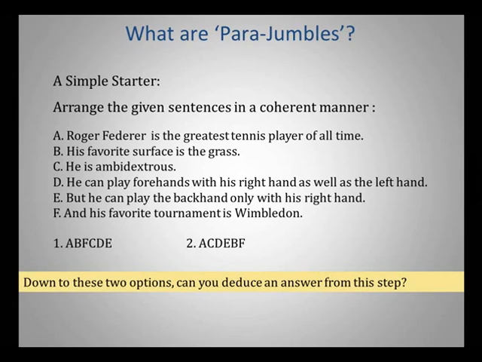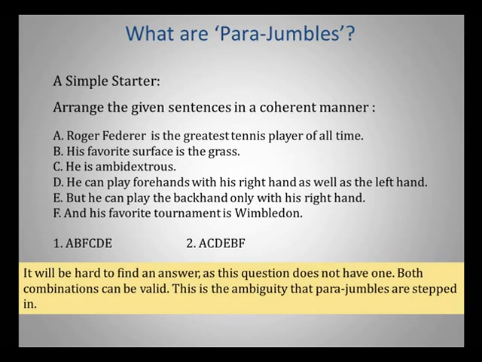But now the question is, immediately after A, which pair would you put? Will it be BF or should it be CDE? Now this thing actually remains indecisive here, because CDE and BF both may actually follow the given statement. So it will be comparatively difficult to find out an answer for a question like this, as this question doesn't have a single answer. Both combinations can be valid. Depending on what is given to you in the answer choice, you will decide what is the answer.